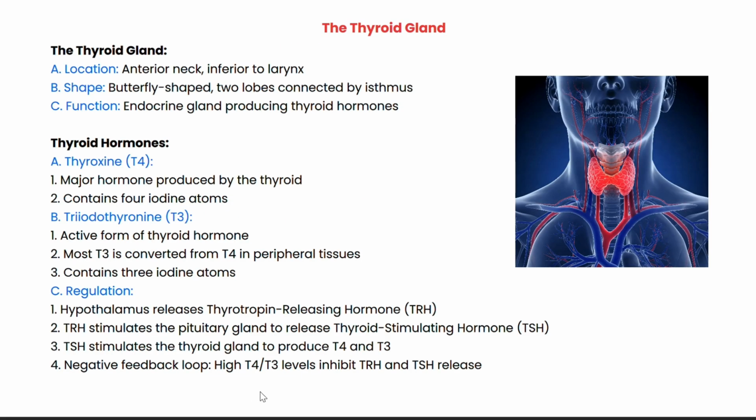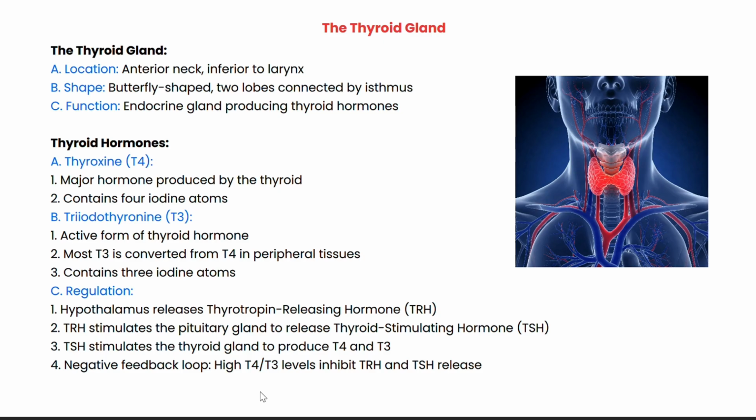So, let's start with the basics. The thyroid gland itself. As you can see, it's located in the front of the neck, just below the larynx. It has a distinct butterfly-like shape with two lobes connected by a narrow section called the isthmus. The thyroid is an endocrine gland, meaning it secretes hormones directly into the bloodstream. Its primary function is to produce thyroid hormones, which are vital for regulating many bodily functions.